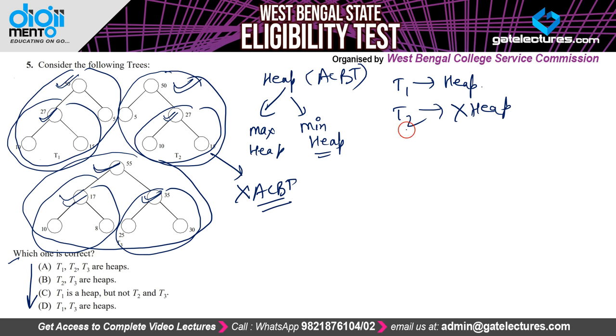Therefore, this is a heap. So T3 is also representing a heap. So the only tree that is not a heap is T2. Now, option A is wrong because it is saying all the trees are heaps.